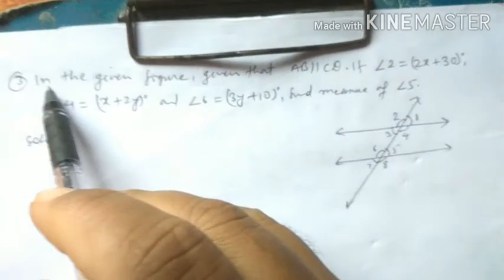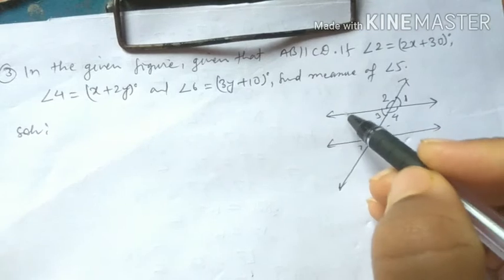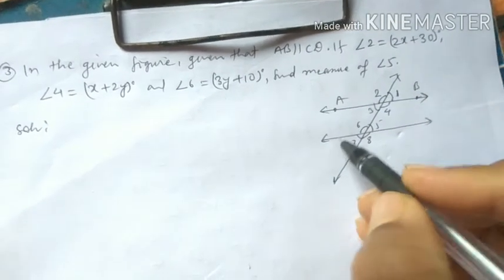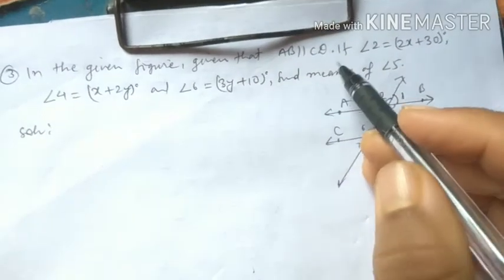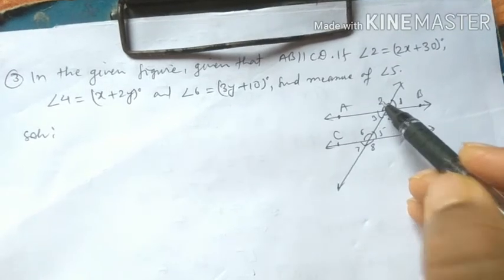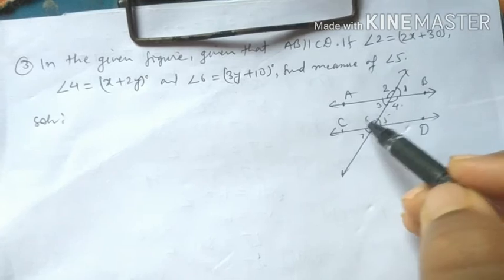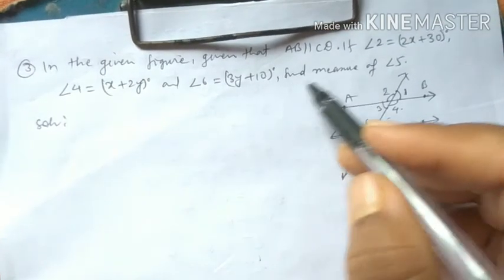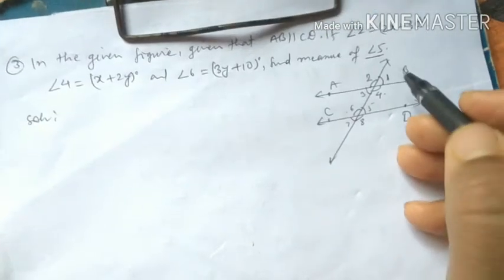Our next problem is: in the given figure, AB is parallel to CD. If angle 2 equals 2x plus 30 degrees, angle 4 equals x plus 2y degrees, and angle 6 equals 3y plus 10 degrees, we have to find the measure of angle 5. See here how to solve.